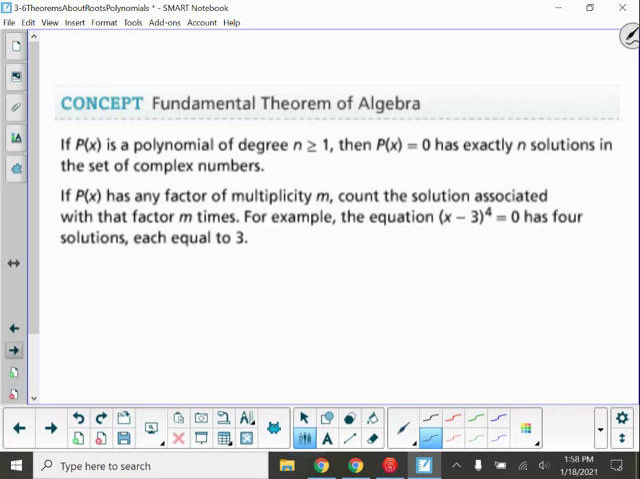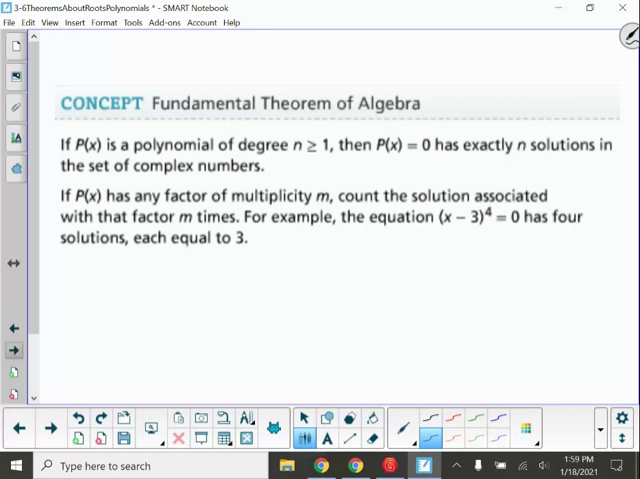This brings us to the fundamental theorem of algebra. So if p of x is some polynomial that has a degree that is greater than or equal to 1, then p of x equals 0 has exactly n solutions in the set of complex numbers. So what this means is if you have a polynomial that is degree 3, it has 3 solutions in the set of complex numbers. Now, those solutions could be a mixture of complex and real.